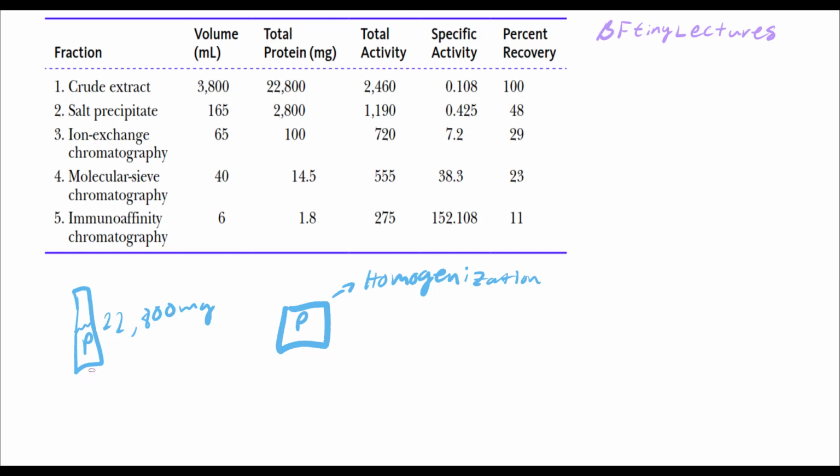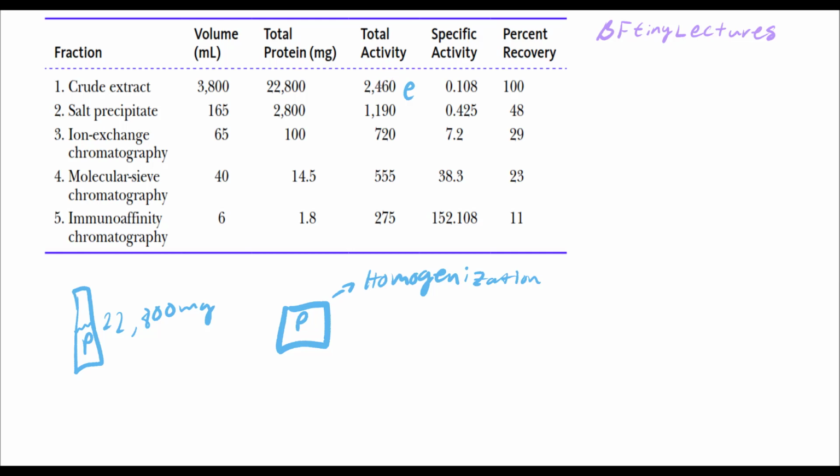But how many enzymes do you have? Let's say that the total activity is a measurement of how many enzymes are in the sample at one time. So let's say that there are 2,460 enzymes, and let's say that enzymes are going to be represented with the letter E, okay? So within a 3,800 milliliter test tube, there is about 22,800 milligrams of protein. But we are interested in measuring the amount of enzymes. We do that through some sort of experiment, and we find out that there are about 2,460 enzymes.